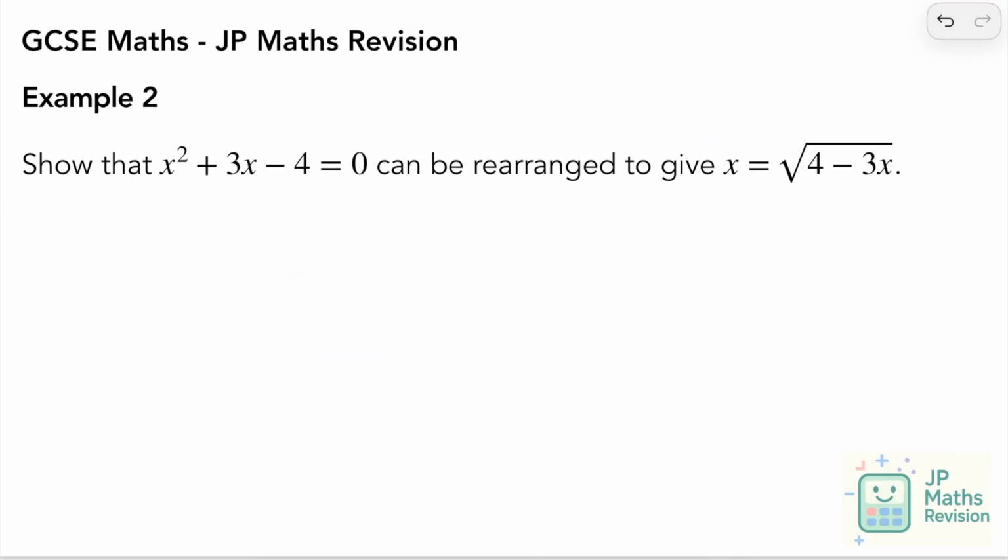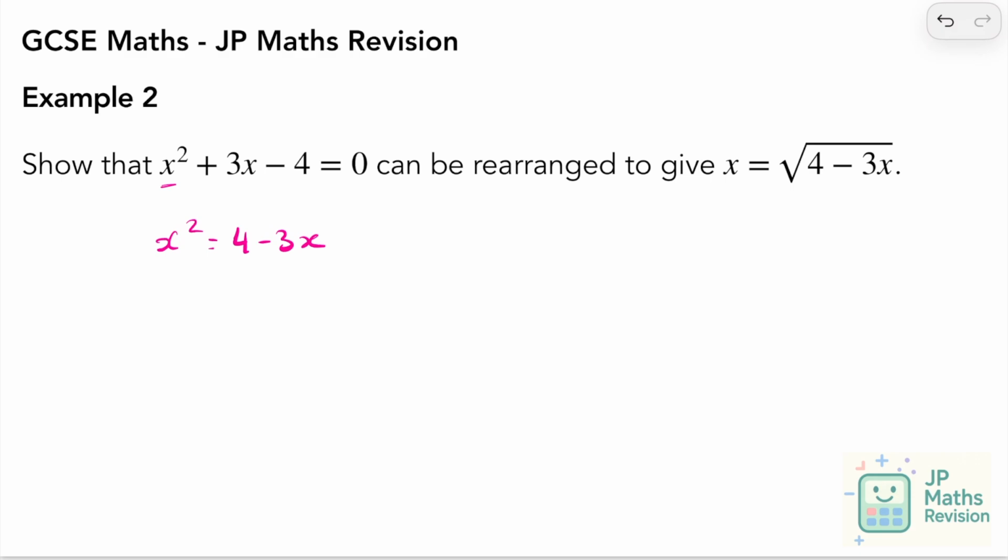Here's another example. So we need to show that this equation can be rearranged to give x equals the square root of 4 minus 3x. So if I go from x cubed plus 3x minus 4 equals 0, since there's a square root sign over here, I'm going to try and make the x squared term the subject. So I have x squared, and then I'm going to add 4 to both sides to get rid of the minus 4, and I'm going to subtract 3x from both sides to get rid of the 3x. So I arrive at 4 minus 3x on the right hand side.